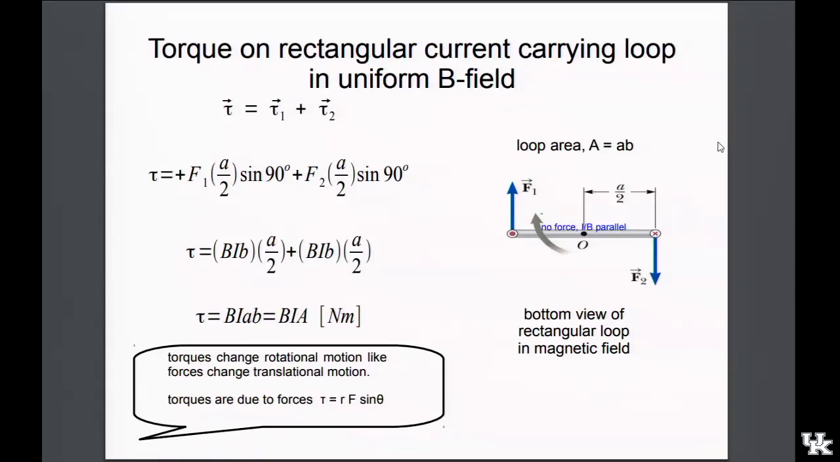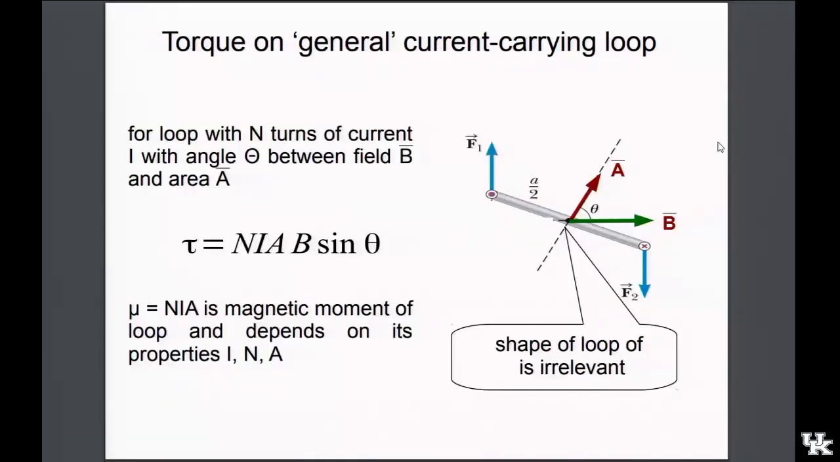the size of the loop, the area of the loop. Probably makes sense. A bigger loop, experience more torque. Smaller loop, less torque. And the size of the magnetic field, right? More magnetic field, you get more magnetic torque. That makes sense too. So IAB makes sense in terms of how it depends on the nature, the characteristics of the loop and the current it's carrying and the field that that loop has been immersed in.